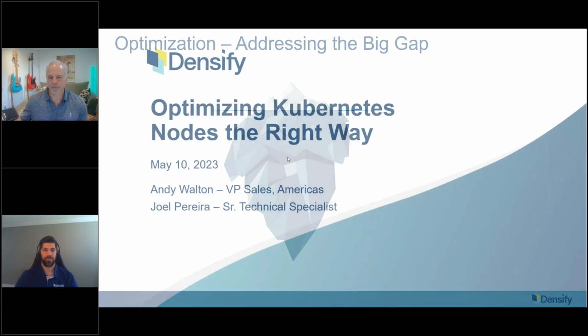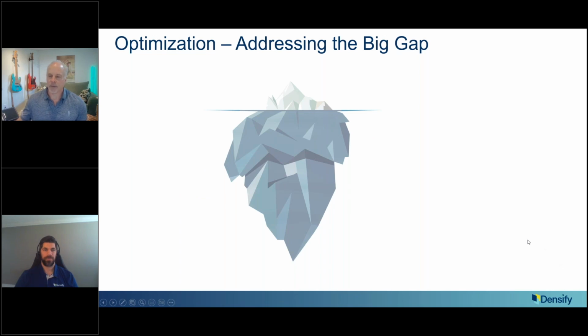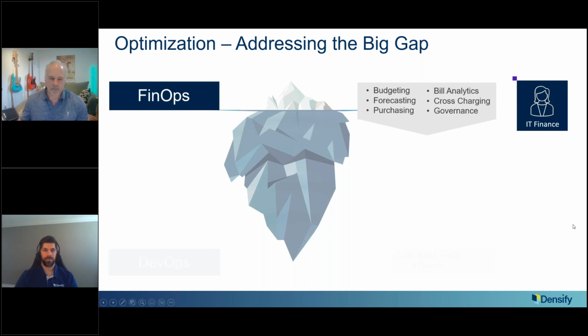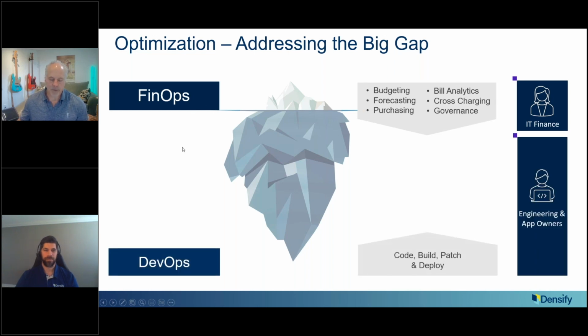Let's get into it. So the first slide really is around addressing the big gap. If you know Densify, you've seen this slide before. This is really how we talk and differentiate from traditional FinOps tools versus what we do, which is really optimizing supply and demand. So from a FinOps perspective, there are tools out there, free tools, enterprise bill reading tools that really focus on how you're spending your money in the cloud. Bill analytics, budgeting and forecasting, anomaly detection, purchasing, reserved instances, savings plans, etc. So that's the focus of those tools. That is not the focus of Densify.